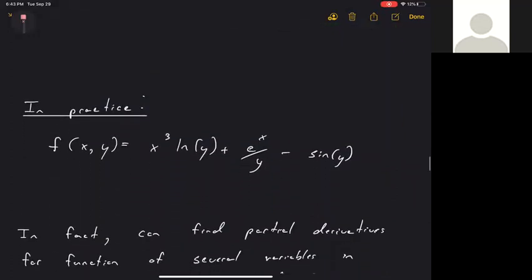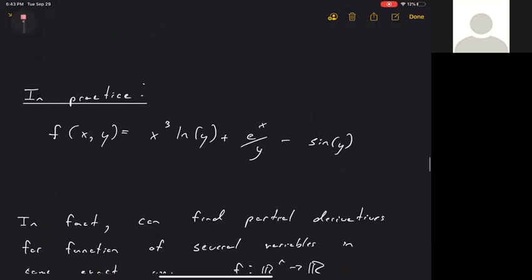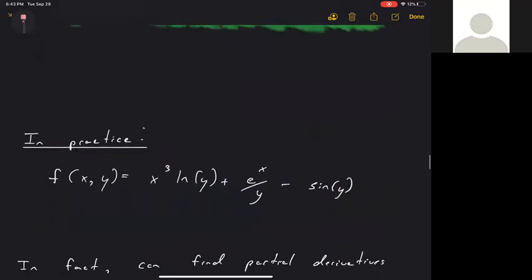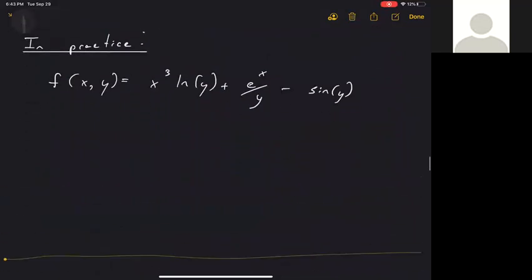And then let's see another, well, I guess we have the same exact function, right, as last time. Okay. So let's compute the partial of f with respect to y now. Okay. So now I'm holding x constant, and I'm differentiating with respect to y. Okay. So what's the derivative of that first term? Well, if x is constant, x cubed is constant. So I just have x cubed times 1 over y, because 1 over y is the derivative of ln of y.